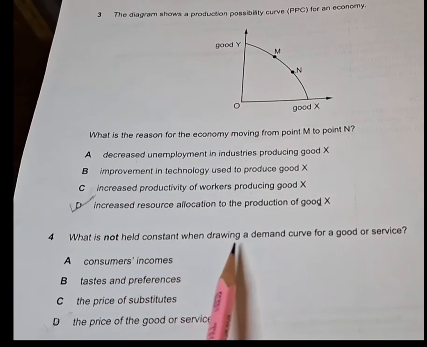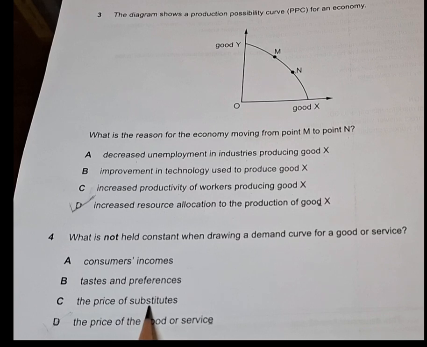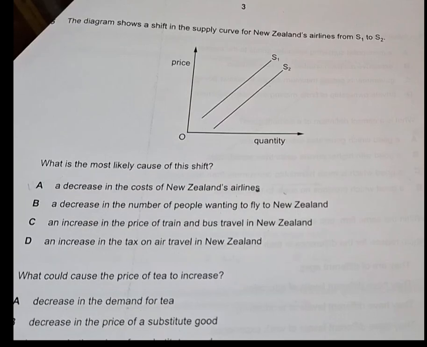What is not held constant when drawing a demand curve for a good or service? A. Consumers' income. B. Tastes and preferences. C. The price of substitutes. D. The price of the good or service. Correct answer is D. The price of the good or service.